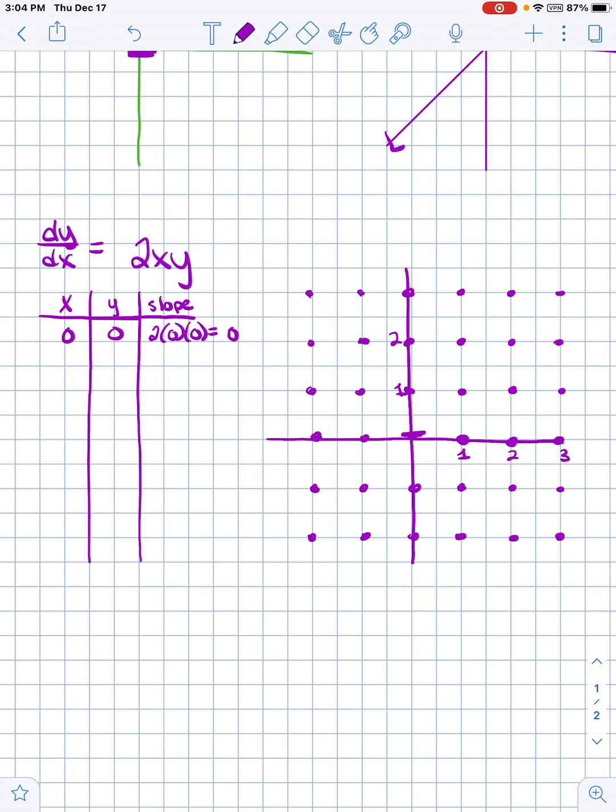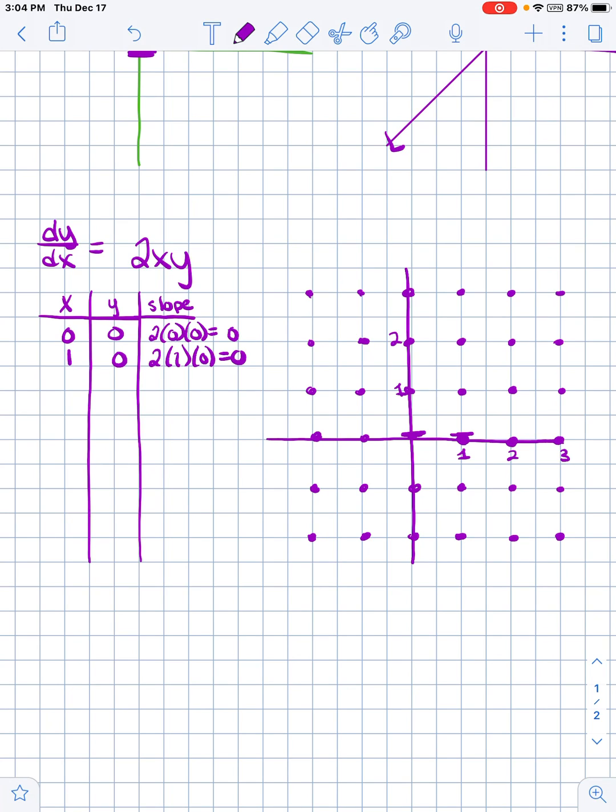A 0 slope could mean there's a minimum, could mean there's a maximum. All we know is that there's a 0 slope. So let's keep looking. Now, what if we look at the point 1, 0? So when x is 1, y is 0, that's 2 times 1 times 0. Slope is still 0.